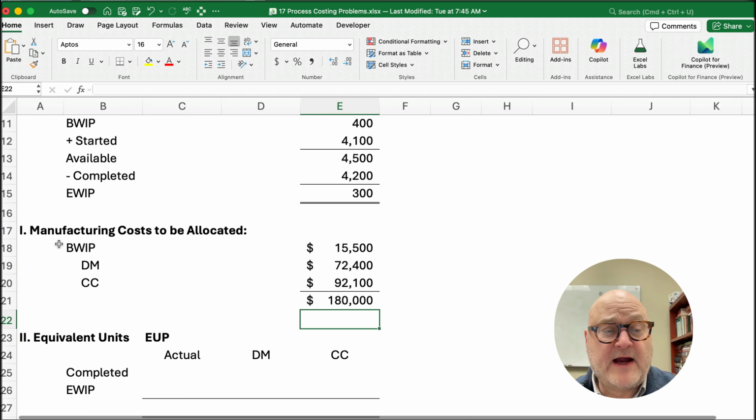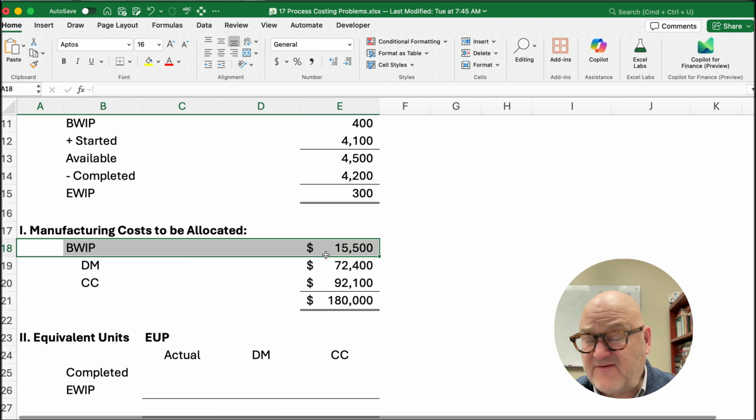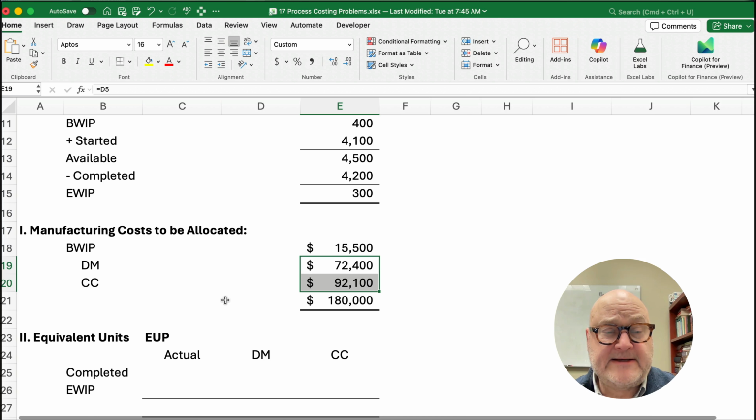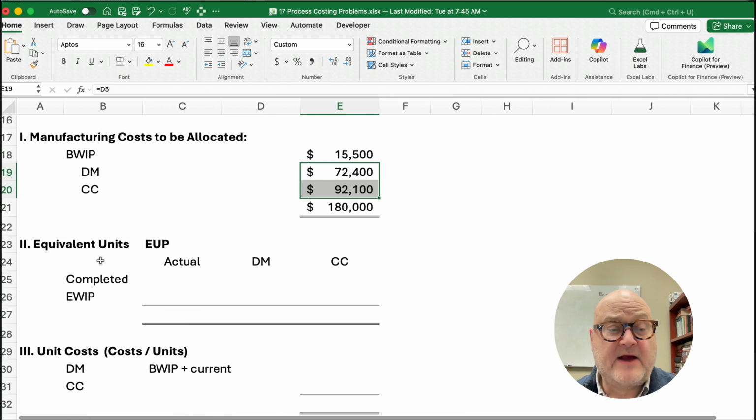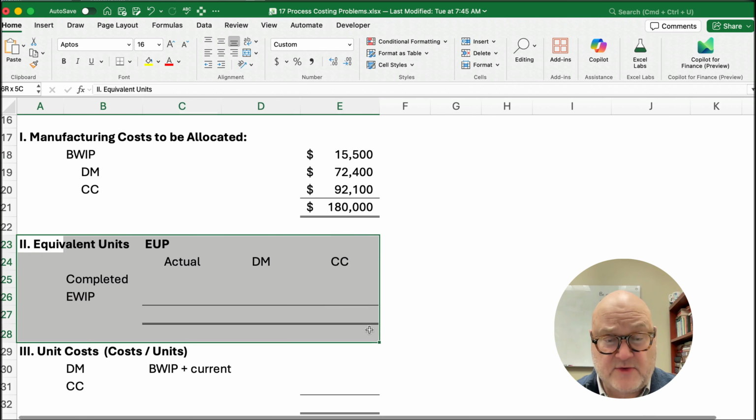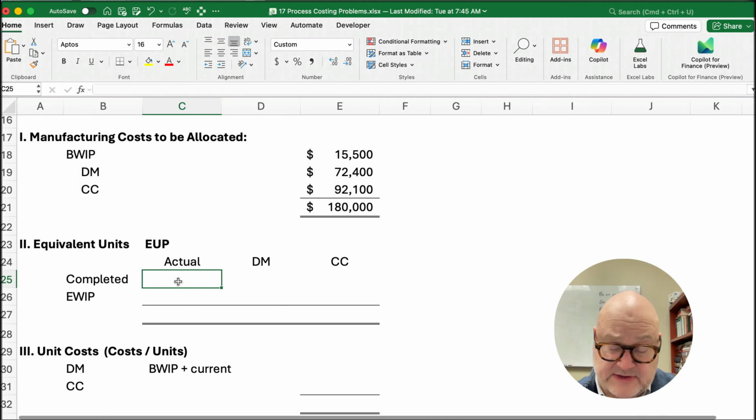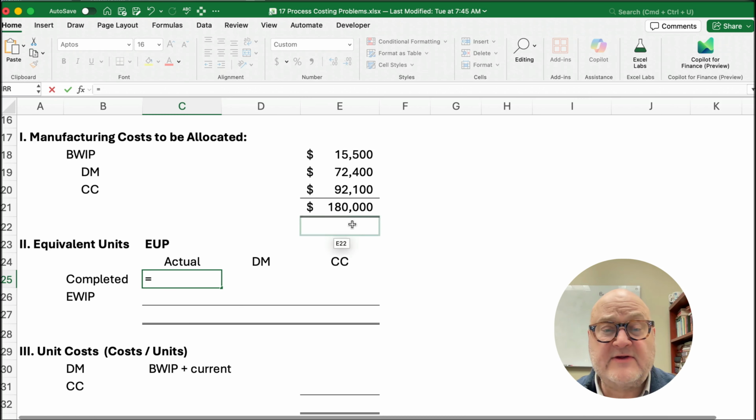Okay, so our beginning work in process already had $15,500, and then this month we added some materials and conversion costs for now a total of 180,000. Now we need to calculate equivalent units, because actual units, let's look at this. The actual units is completed.